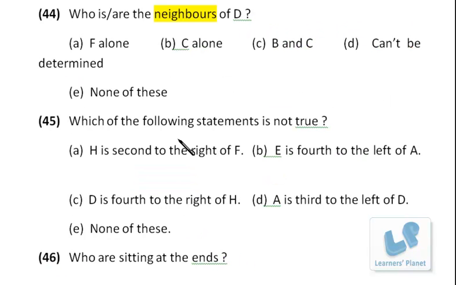Now, further I just write over here. It's E, F, G, H, A, B, C, D. Now, who are the neighbors of D? Neighbor of D is C alone, right?